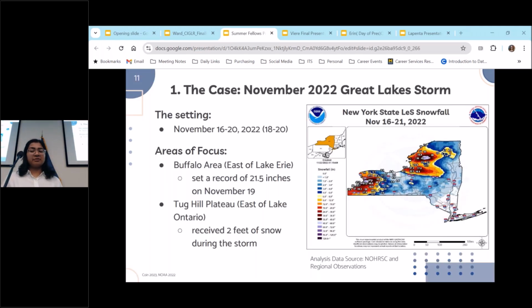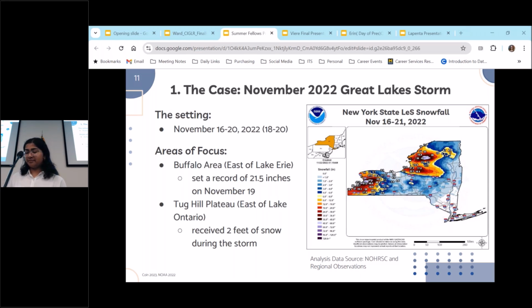My project this summer was specifically a case study looking at the November 2022 Great Lakes lake effect snowstorm. I'm sure you have probably remembered that storm too. I wasn't here though. This happened during November 16th to November 20th, and our areas of focus for this project are the Buffalo area, which is east of Lake Erie, and Tug Hill Plateau, which is east of Lake Ontario. Both of these places received record amounts of snow. For example, Buffalo got 21.5 inches of snow on November 19th, and Tug Hill got 2 feet of snow during the storm.